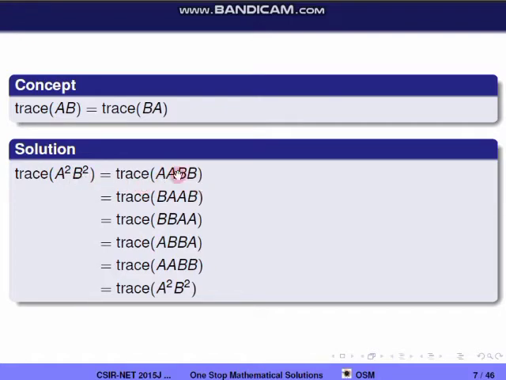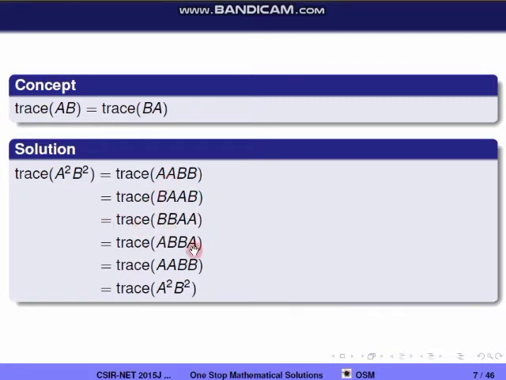So we know trace of AB is equal to trace of BA. So trace of AABB is equal to, change this B to the first position, so this is equal to trace of BAAB. Again, now change this B to the first position. So this is equal to trace of BBAA.